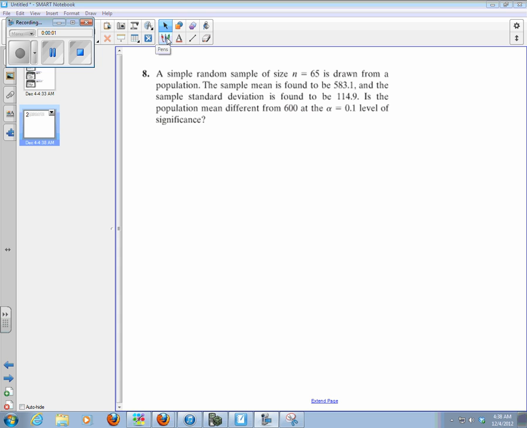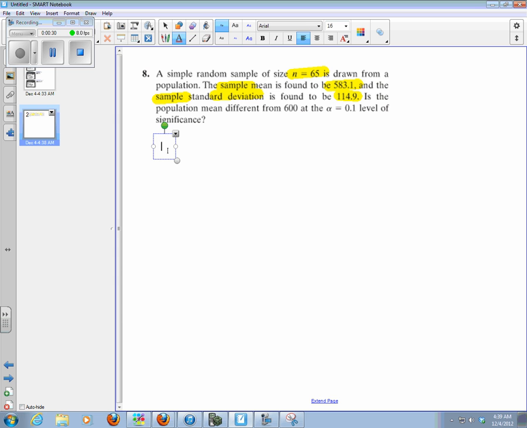So let's see, to solve this problem, this is from page 502. What we need to do is identify what they gave us. I see they gave me a sample size of 65. I know the sample mean is that, and this is the sample standard deviation. So this tells me I have to use a t-distribution because I don't know the population standard deviation.